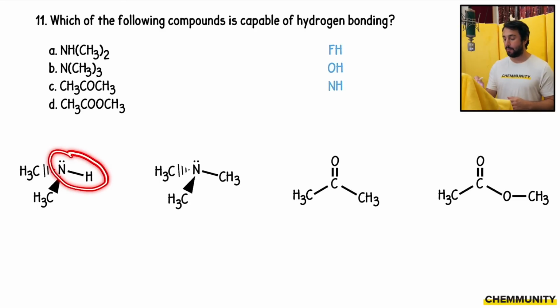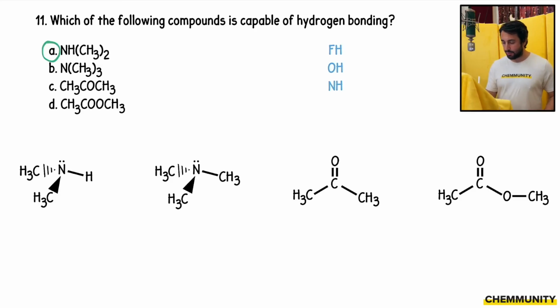This is the only compound that has one of those groups. We have a nitrogen bonded to a hydrogen atom. That's an NH group that qualifies for being capable of hydrogen bonding. These ones do not. They all have NC or CO or CC or these other types of bonds that do not qualify. So the answer is going to be A, this molecule there.